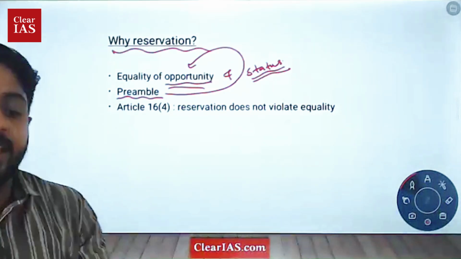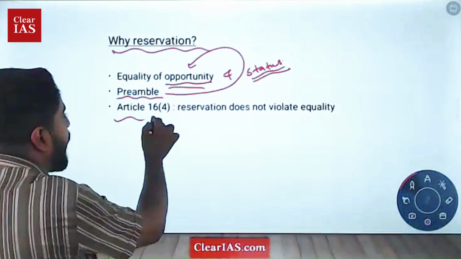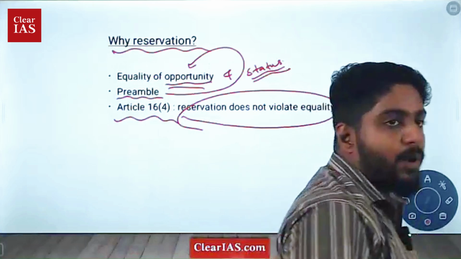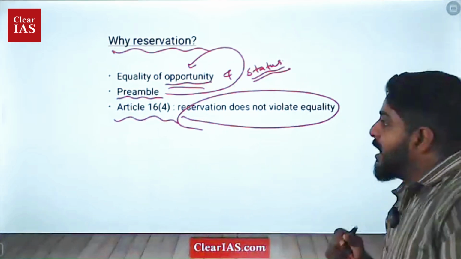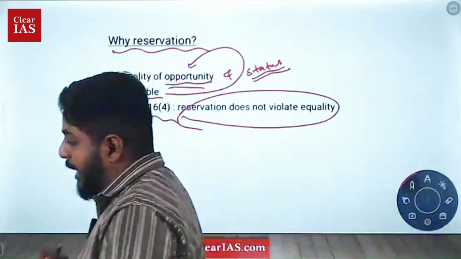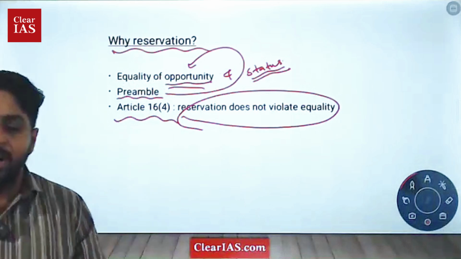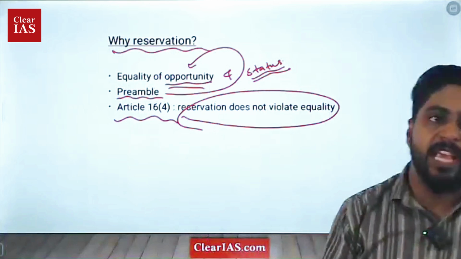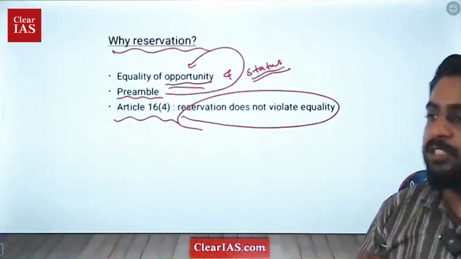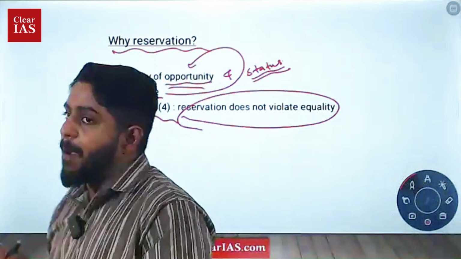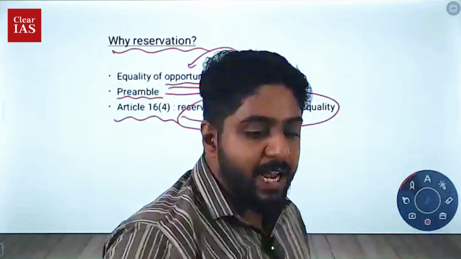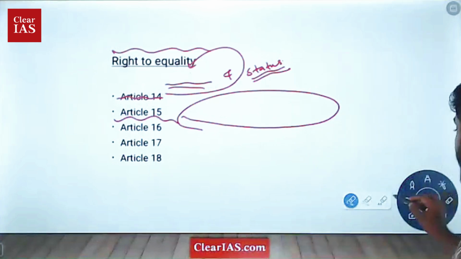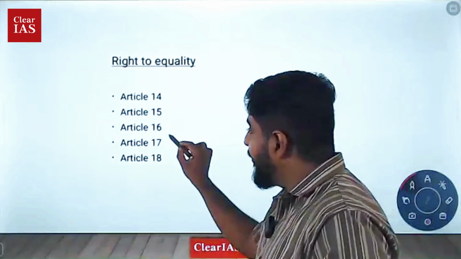No, my dear friends, you can't say that, because article number 16(4) says that reservation does not violate equality. So is reservation a violation of equality? No, it is not. We are specifically considering certain sections of individuals or communities for their upliftment, to provide a level playing field. So that is article number 15 and 16 of the Indian Constitution. Now, what does article number 17 say?